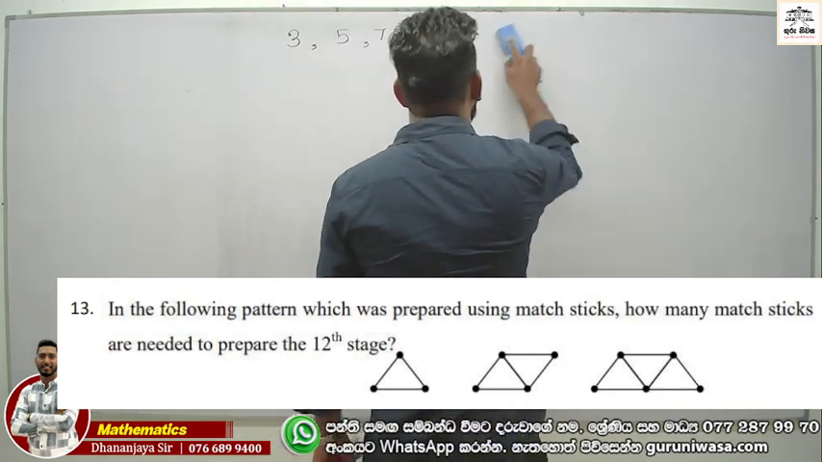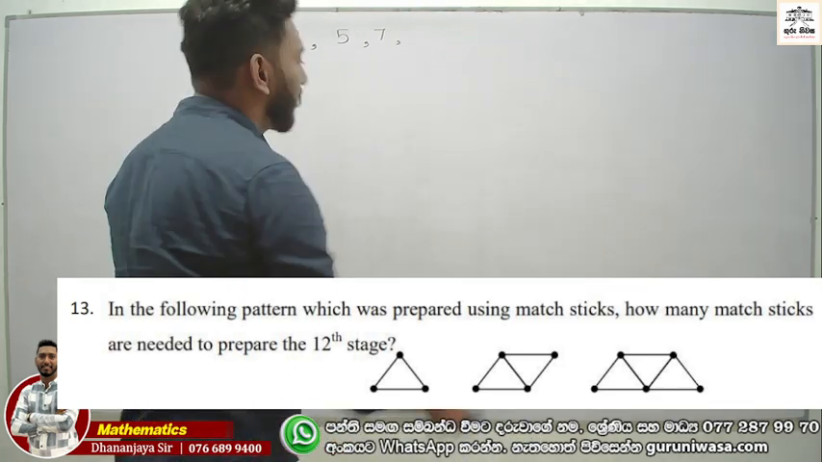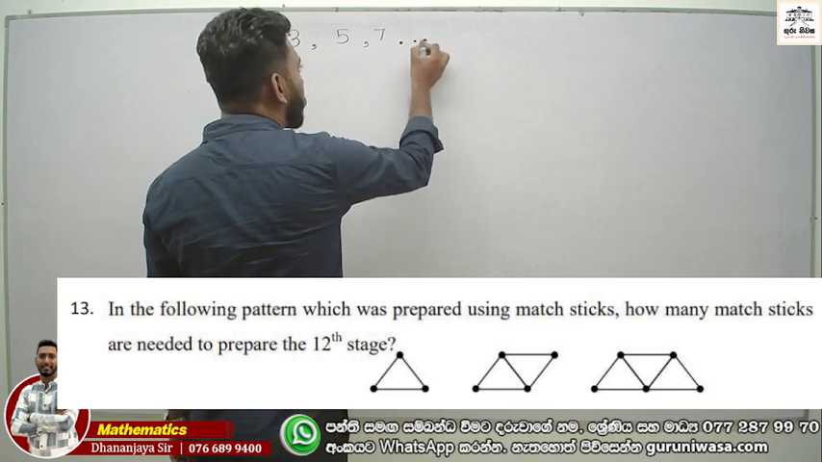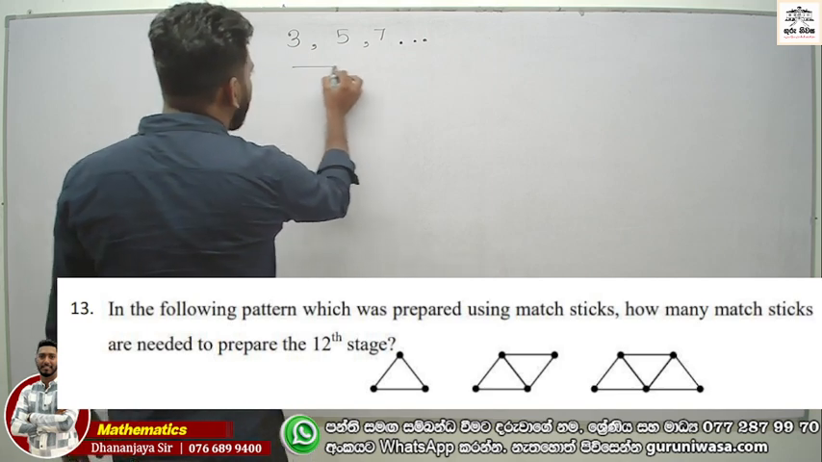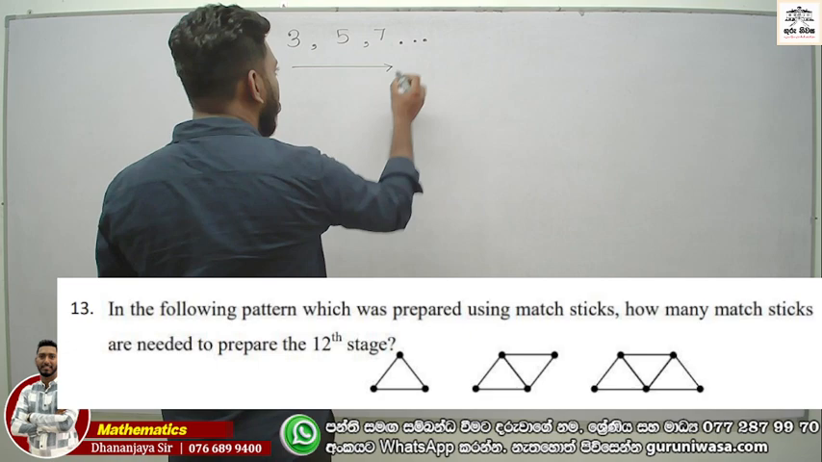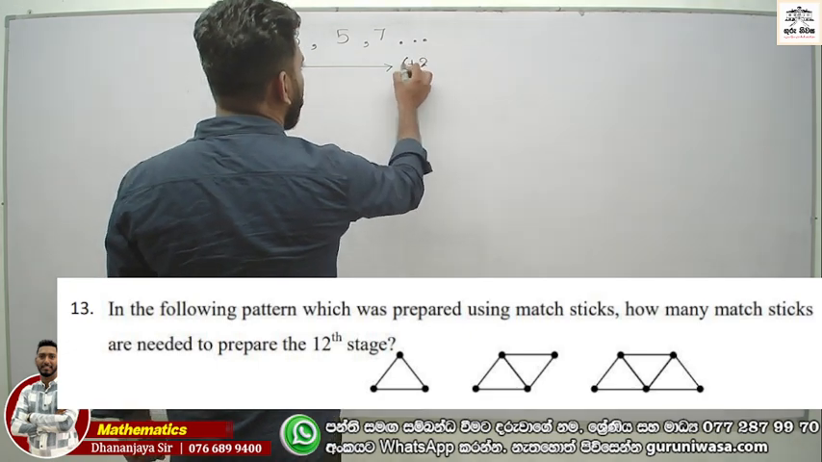Right? Now what is that? This was relevant to the number pattern. And you know, this is an increasing type. Remember, this is an increasing type. Increased by 2 by 2.